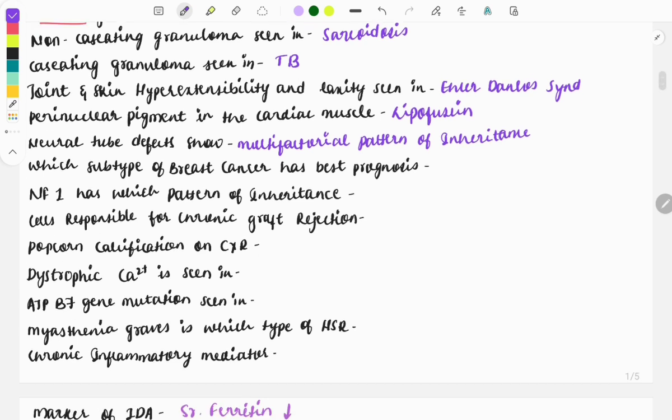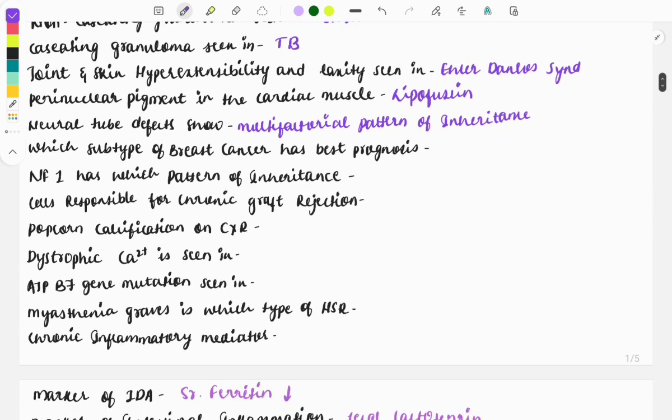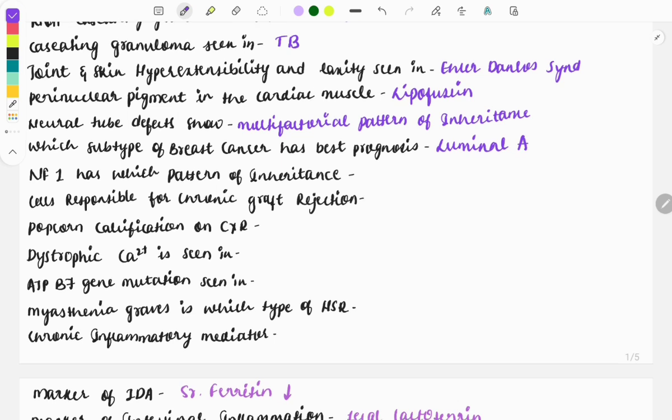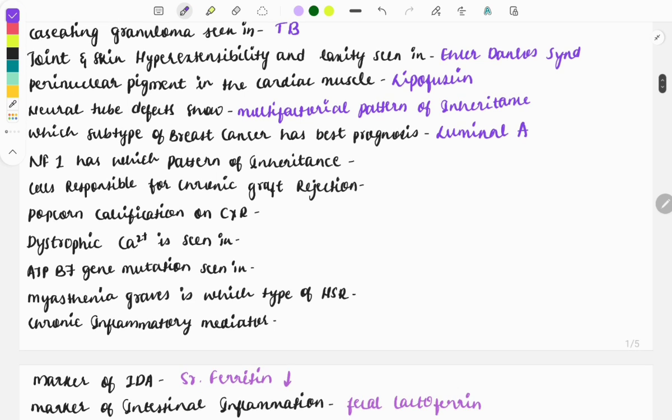Then the next question, neural tube defect shows multifactorial pattern of inheritance. Then the next question, which subtype of breast cancer has the best prognosis? And the answer is the luminal type, luminal A type. Neurofibromatosis 1 has which pattern of inheritance? It is the autosomal dominant.